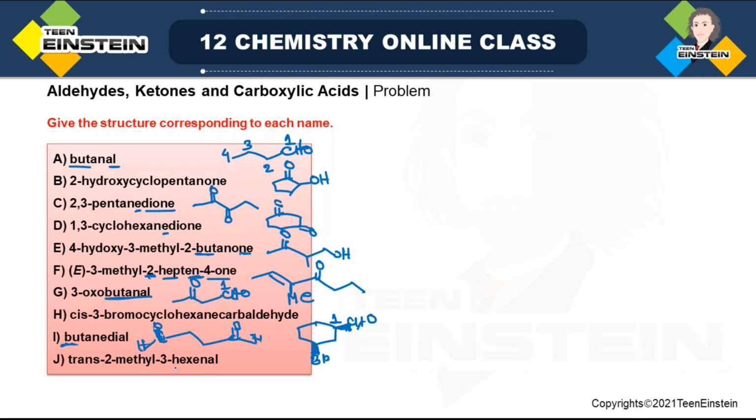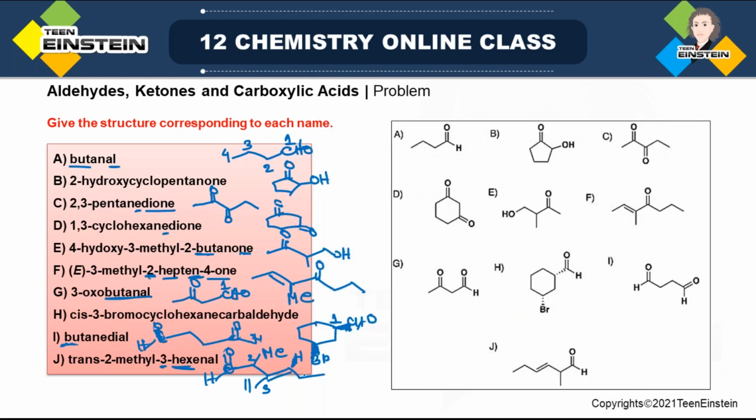Trans 2-methyl 3-hexenal, hex, that means 6 carbon chain you have to write first. 2-methyl, 2 position there is methyl group, 3 position there is double bond. 3 position double bond, suppose this is 3 position, 1, 2, 3, and al, that means 1 carbon there will be aldehyde. 2 position we have methyl group. So trans, okay, yes, trans, which is clear here. This is a trans because larger groups are opposite.